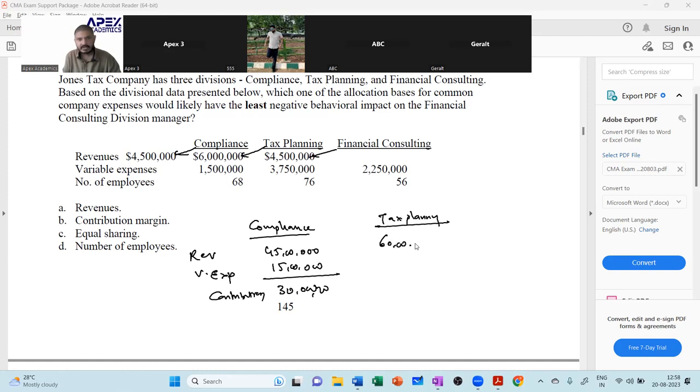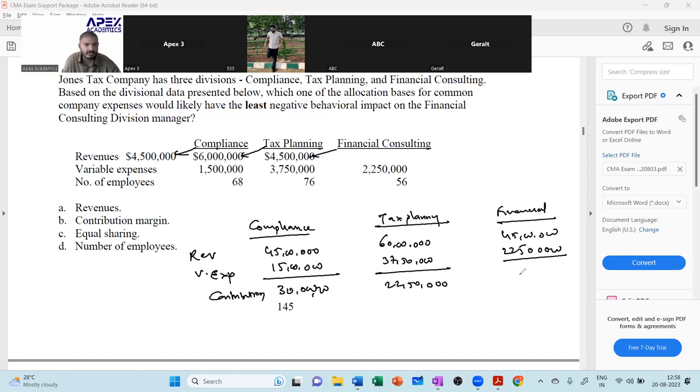Tax planning is how much? 60 lakhs. Variable expenses of 37 lakh 50,000. What is the contribution that I will achieve over here? It will be 22 lakh and 50,000. Next, what is financial consulting? Financial consulting in itself is 45 lakhs. Out of this 45 lakhs, 22 lakhs and 50,000 are your variable costs. So what is your contribution? Again, 22 lakh and 50,000.